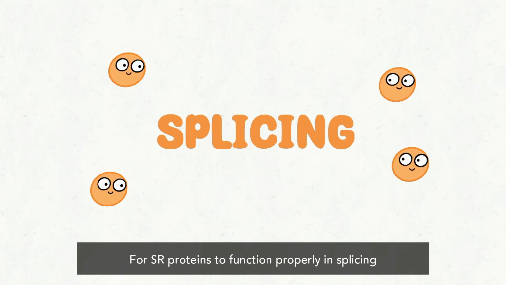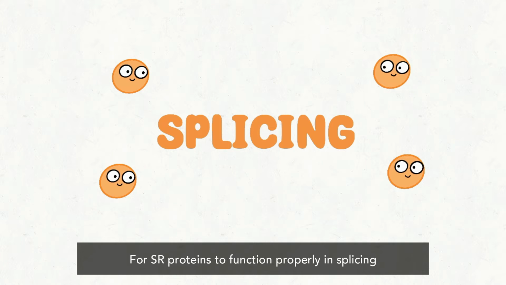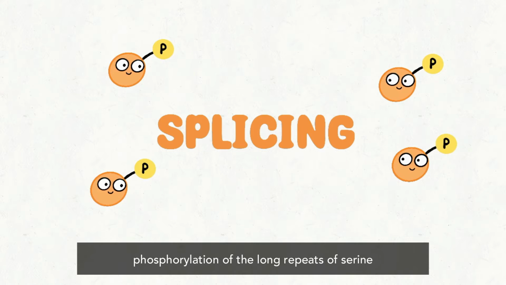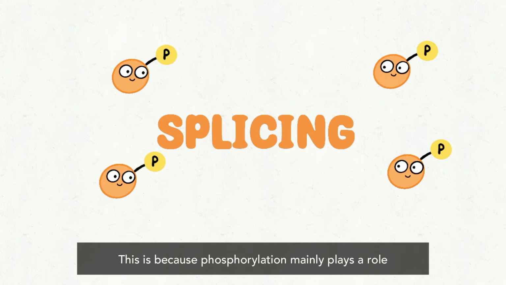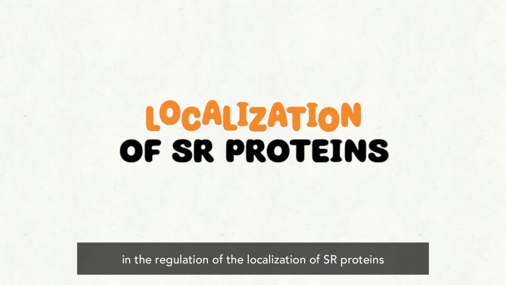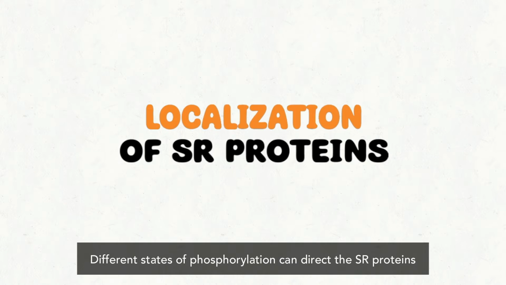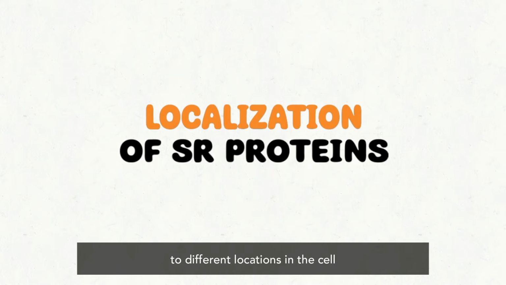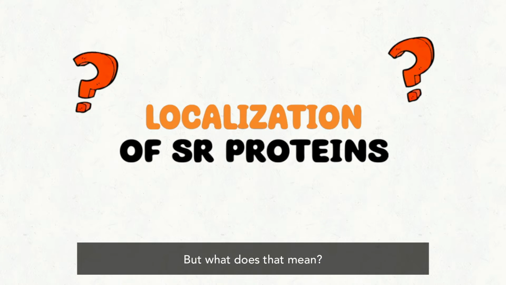For SR proteins to function properly in splicing, phosphorylation of the long repeats of serine and arginine residues is needed. This is because phosphorylation mainly plays a role in the regulation of the localization of SR proteins. Different states of phosphorylation can direct the SR proteins to different locations in the cell. But what does that mean?